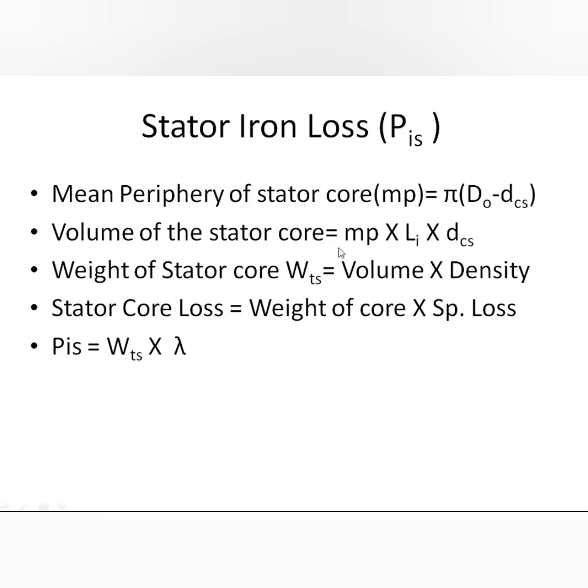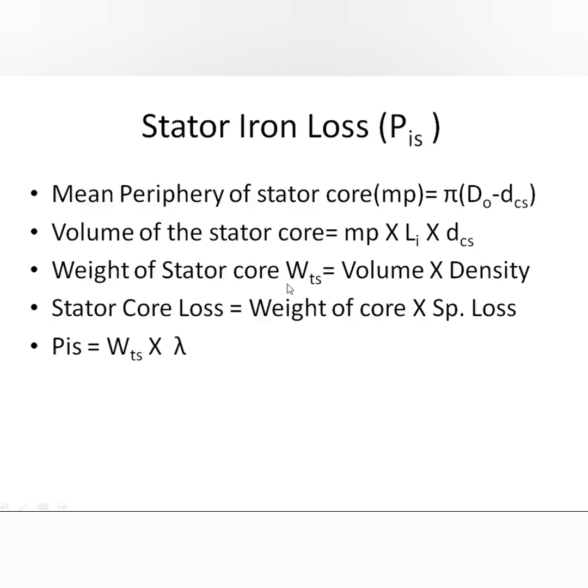Volume of the stator core is given by mean periphery into the length into the depth of the slot of the stator. So once we know the value, we can multiply the volume by density of the material used and the weight can be calculated of the stator core.